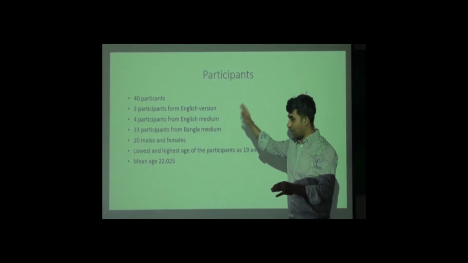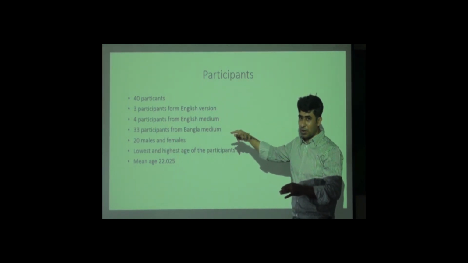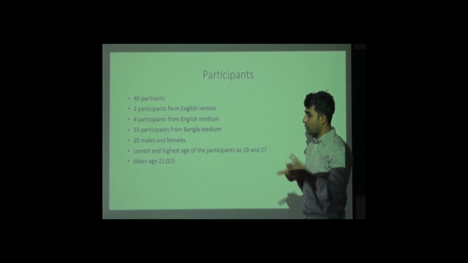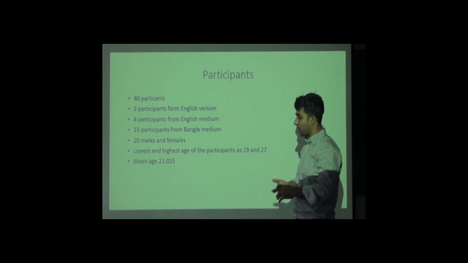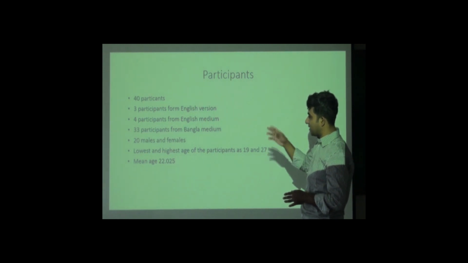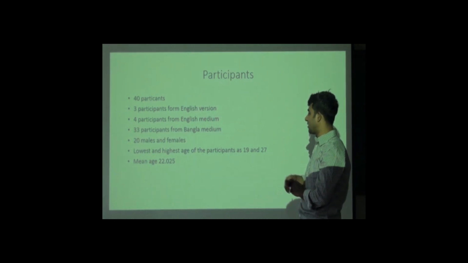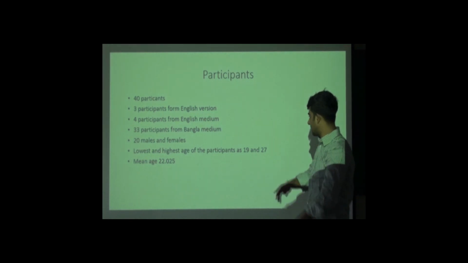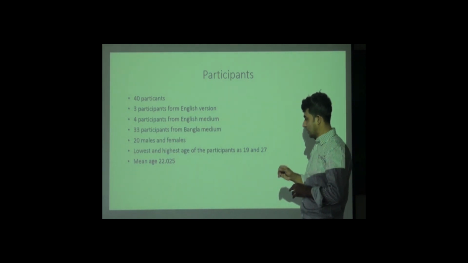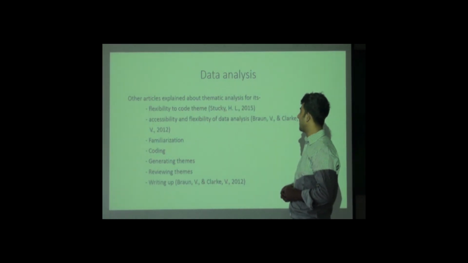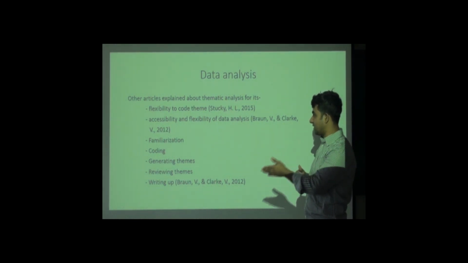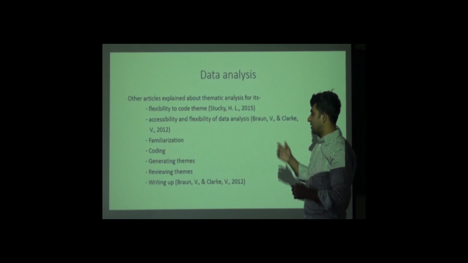All 40 participants were undergraduates in different universities located in Dhaka. What I mean by 33 participants from Bangla medium is that their early studies were in Bangla medium. Among them, there were 20 males and 20 females, so equal numbers. The lowest age of the participants was 19 and the highest was 27. Interestingly, the mean age was 22.025.